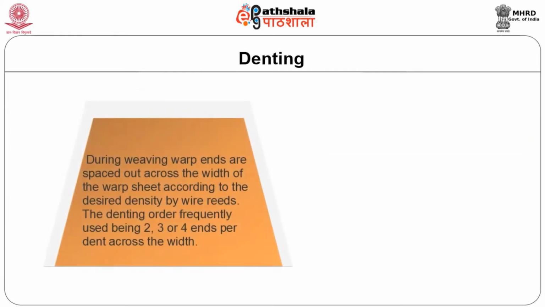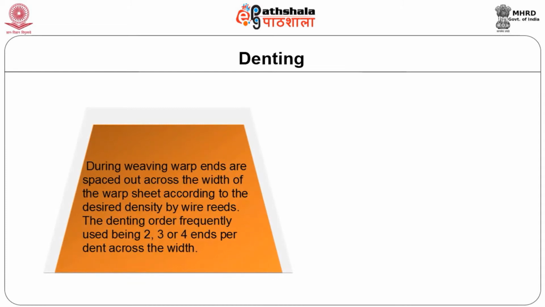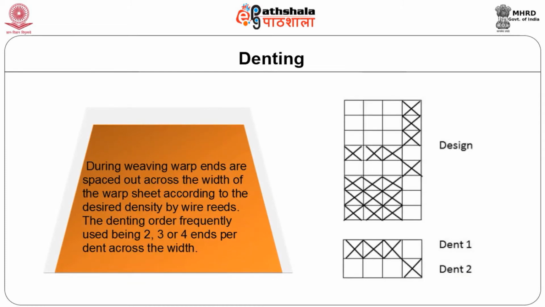The denting. During weaving, warp ends are spaced out across the width of the warp sheet according to the desired density by wire reeds. The denting orders frequently used are 2, 3, or 4 ends per dent.